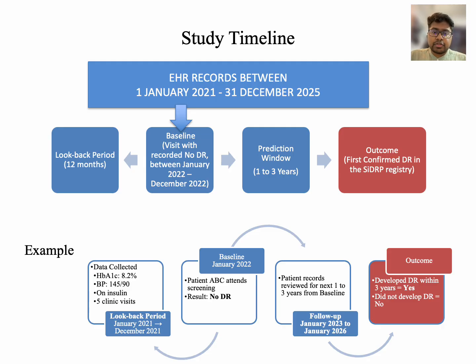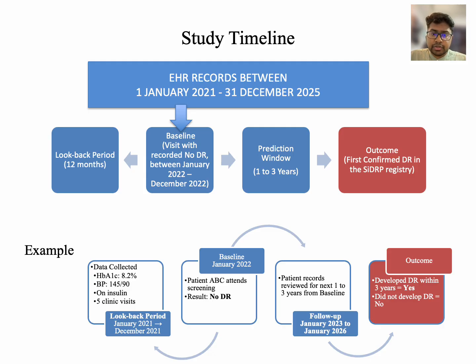When we establish patients with an eligible baseline, which is the visit with no recorded DR, we look back over a period of 12 months and get the information from all the relevant variables. Then we have a prediction window of 1 to 3 years, and the outcome would be the first confirmed DR event in the SIDRP registry, or maybe they don't develop DR in the next 3 years.